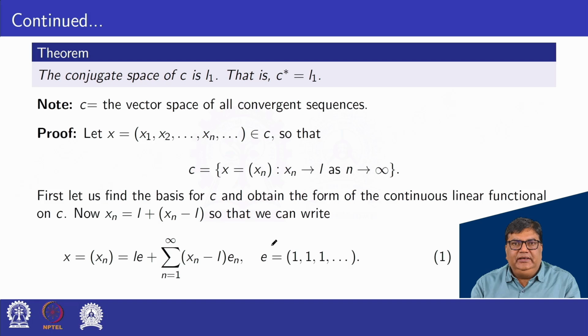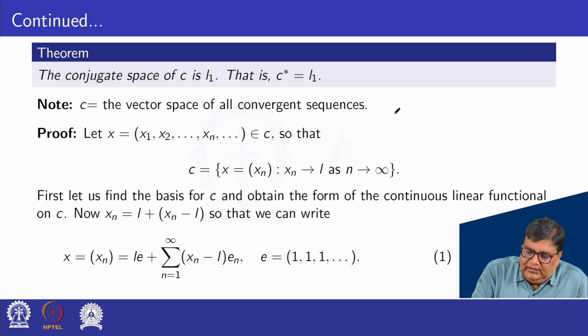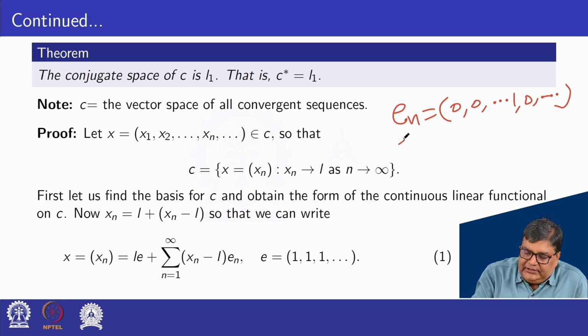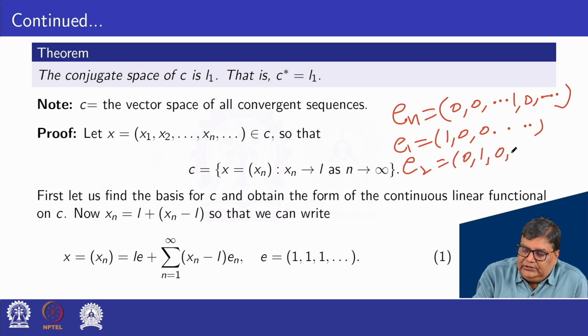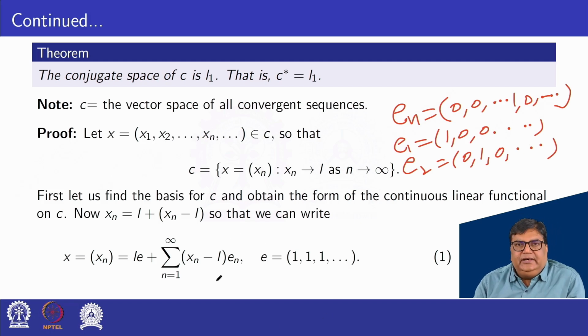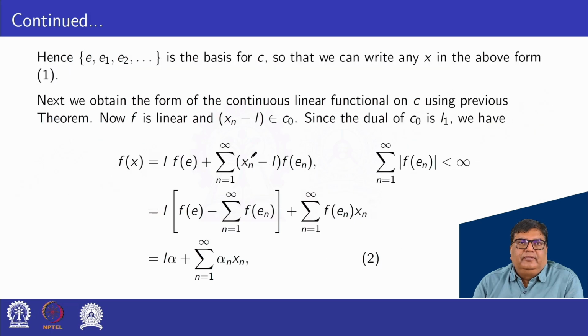Why? Because here e is (1, 1, 1, infinite times) and En equal to (0, 0, and so on, at the nth place 1, 0, 0 and so on). The meaning of this is E1 equal to (1, 0, 0 and so on), E2 is equal to (0, 1, 0 and so on). So that En is the standard basis. We expand this, we get x, which is (x1, x2, and so on, xn), equation 1. Hence, E1, E2 and so on is the basis for C, so that we can write any x in the above form, equation 1.